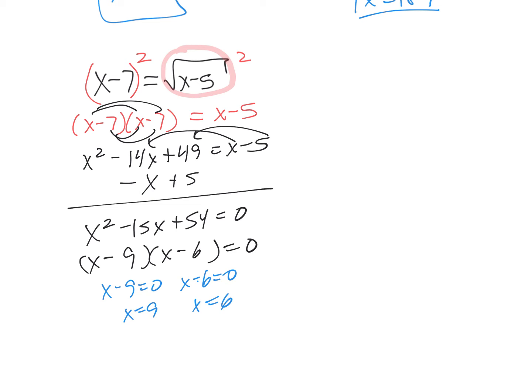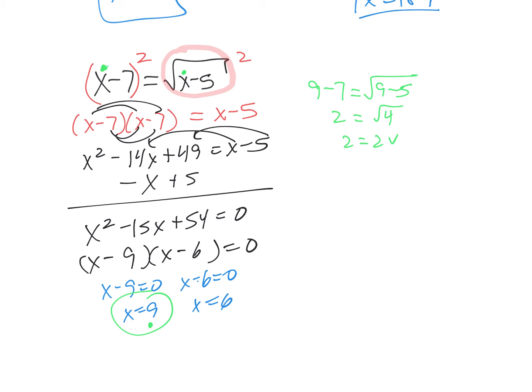Okay, we have 2 solutions, so now we have to look for extraneous solutions. That means solutions that are not actual solutions. So you have to double check your answer. So we're going to look at 9. So I'm going to replace 9 in for x. So we have 9 minus 7 equals the square root of 9 minus 5. So we have 2 equals the square root of 4. So 2 equals 2. So x is 9.